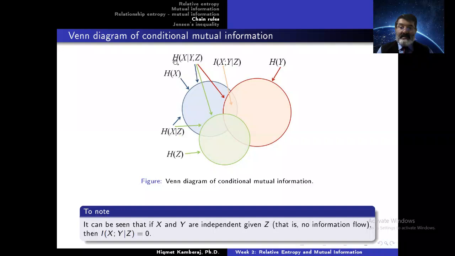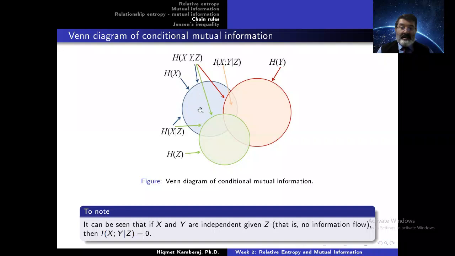Then I have the next one, which represents the entropy of x conditional on y and z. It is indicated as shown here, so it is this part. If you start from here, it is what is in blue up to here, then follows the red part up to here, then the green part up to here. This is the entropy of x conditioned on y and z.